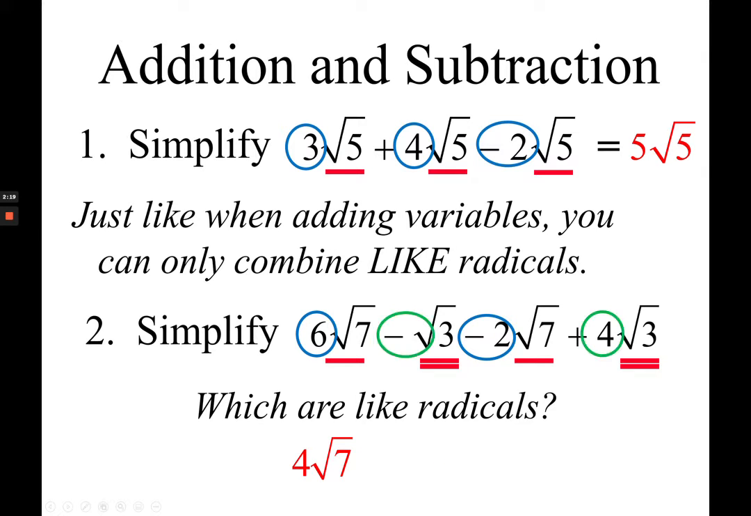Next, the second pair. Since there's no number, it means it's 1. Negative 1 plus 4, or backwards, 4 minus 1 is 3. You have 3 and then copy your radical. And that's pretty much it. Okay? You only perform addition and subtraction between like radicals.